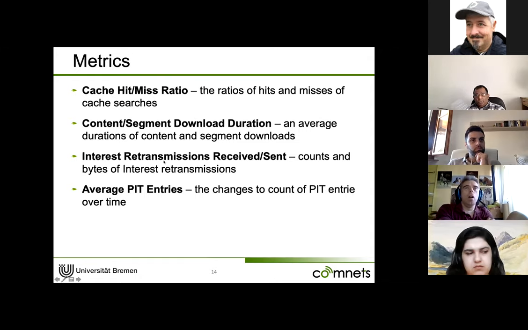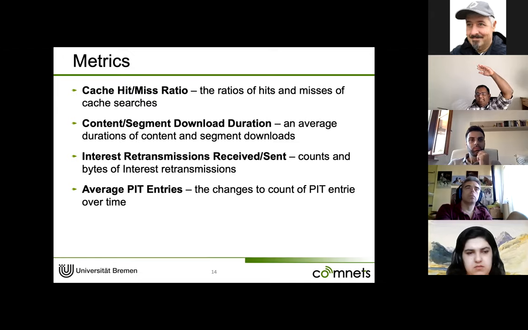Retransmissions, because if nodes move, the interest is lost, so you have to reissue an interest so that the content can come back. So how many retransmissions? And also how many PIT entries? The PIT is where all the breadcrumbs are held. So if there are many breadcrumbs, that means there is a problem in that part of the network, because a lot of the content is not being served, since your PIT entries are increasing.